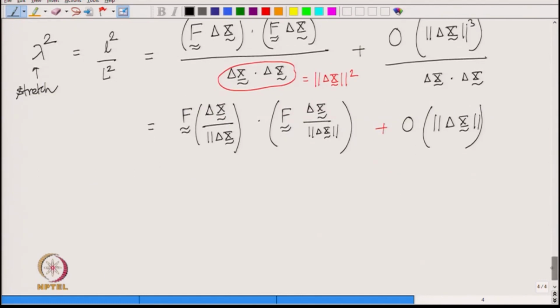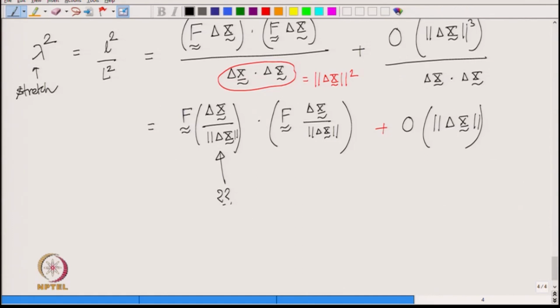Okay. Now, what can you say about this term here within the bracket? What is this? The vector delta big X divided by its magnitude, right. So, it is divided by the magnitude. What does this give you? It gives me the direction of that vector.